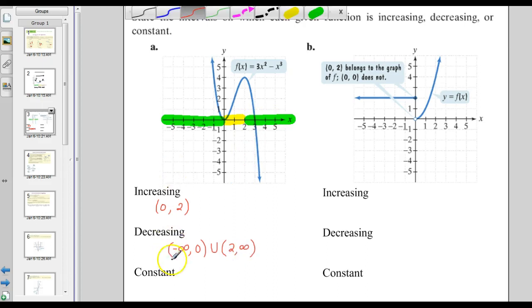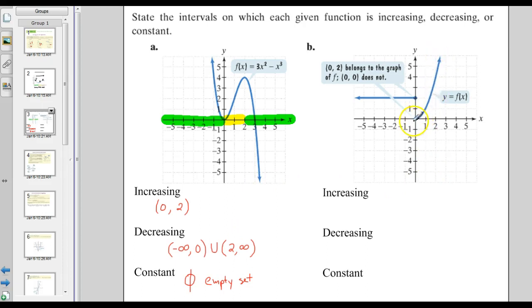Alright, for constant intervals, there is no place on this graph where it turns constant. So there is a symbol, like a 0 with a line through it, which typically means no solution, as you've probably seen before, but it also means an empty set, meaning there is no place where this graph is constant. There isn't an interval.